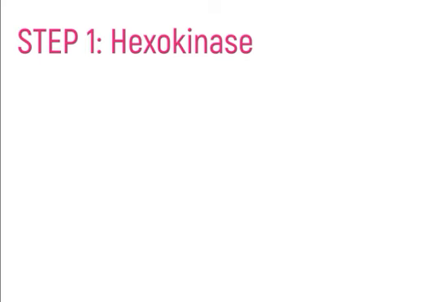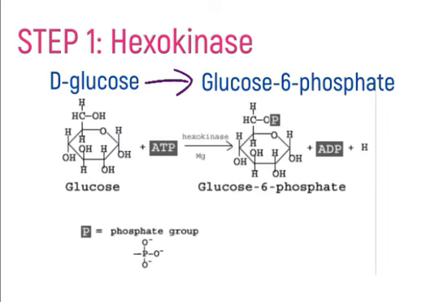The first step in glycolysis is the conversion of D-glucose into glucose 6-phosphate. The enzyme that catalyzes this reaction is hexokinase. Here, the glucose ring is phosphorylated. Phosphorylation is the process of adding a phosphate group to a molecule derived from ATP. As a result, at this point in glycolysis, one molecule of ATP has been consumed.